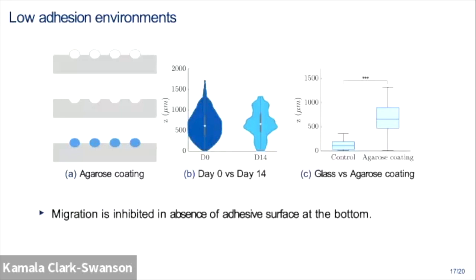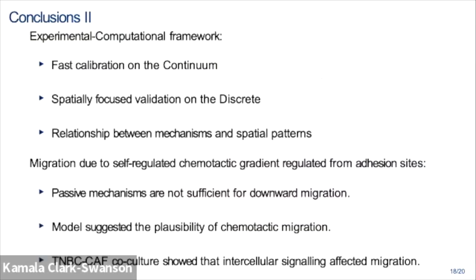And as you can see, by hiding the adhesiveness of the glass, the cells also stopped migrating towards the bottom of the space. So the conclusion here is that we may have some pretty good evidence of this self-generated chemotactic gradient that dragged the cells towards the bottom of the space, because the model fitted well to the data. We saw that passive mechanisms were not sufficient to drag the cells to the bottom, and the co-cultures and the agarose experiment also gave us some insights about the role of the signaling and the adhesiveness of the glass.